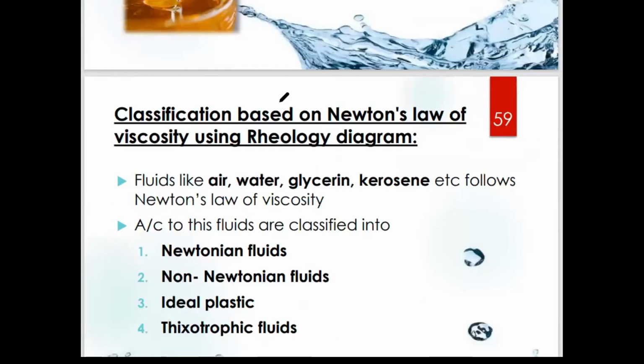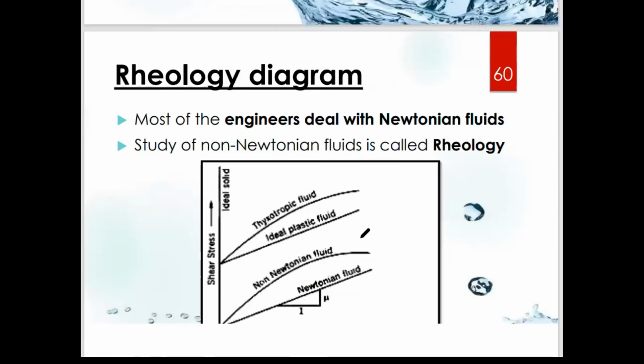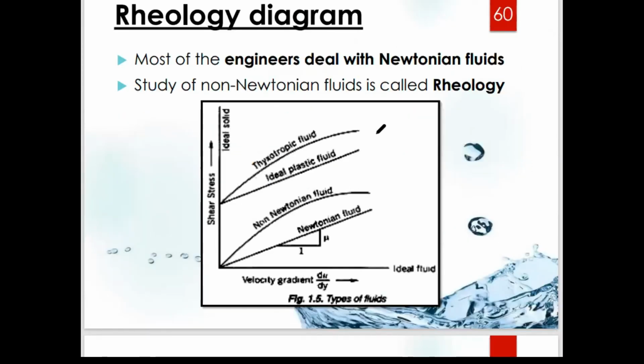After that, we are going to classify the types of fluids based on Newton's law of viscosity. Based on Newton's law of viscosity, the classification is called the rheology of fluids, or the rheology diagram of fluids. Fluids like air, water, glycerin and kerosene all follow Newton's law of viscosity. According to it, we classify fluids as Newtonian fluids, non-Newtonian fluids, ideal plastic, and thixotropic fluids.